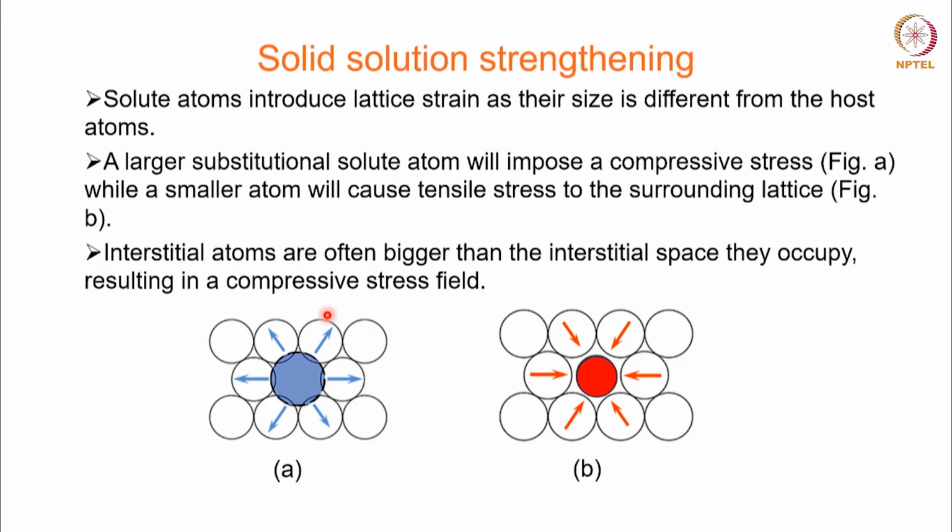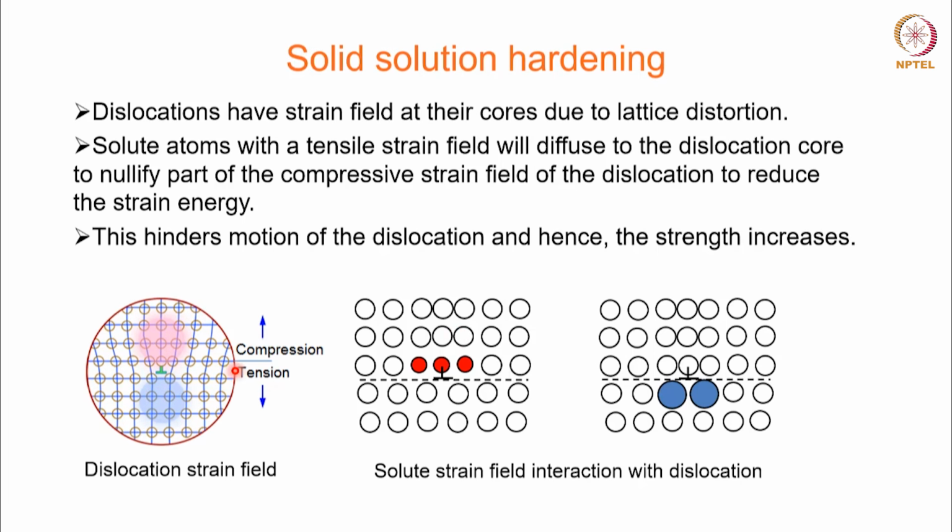and interstitial atoms are often bigger than the interstitial space they occupy, and therefore they will result in a compressive stress field. So due to this stress field associated with solute atoms, they will interact with the dislocation, because the dislocation also has a strain field around it. So just above the dislocation line, it is a compressive field, and just below it, it is tension, as you can see from this diagram over here, right? So above it is compression, and below it is tension.